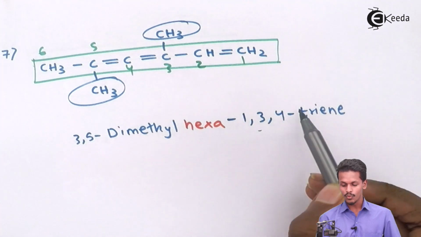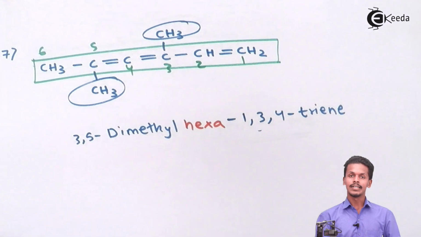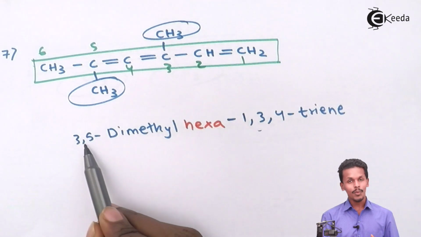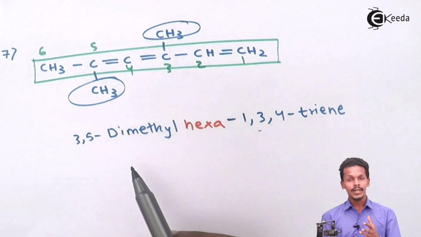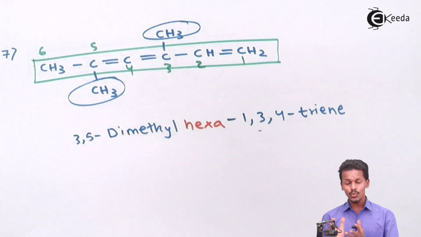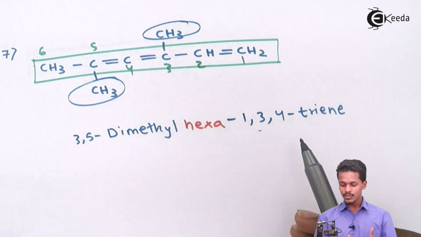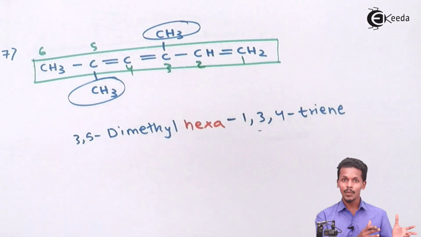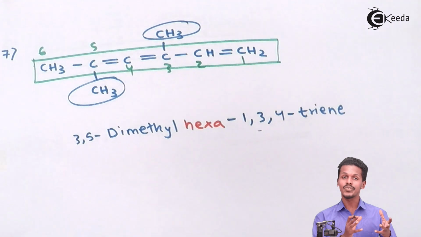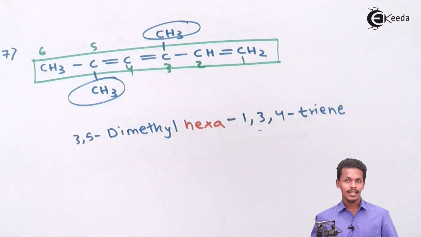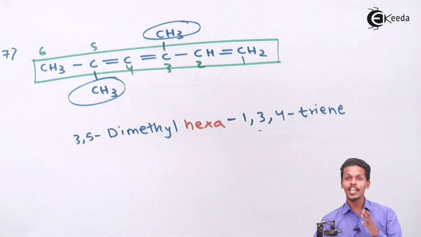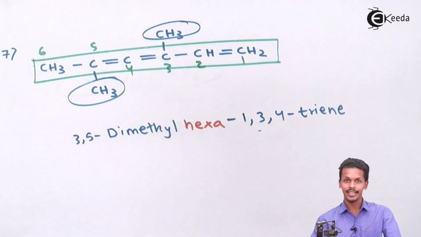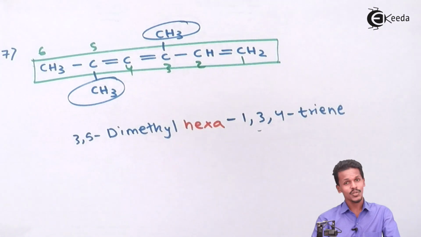And this 1, 3, 4 represents the position of the double bonds, while this 3, 5 represents the position of the methyl groups that are attached. So the two numbers are different. One represents the position of the double bond, while the other represents the position of the substituents, or the atoms or groups that have been attached to the parent chain. So that is what we have to keep in mind, what the number indicates. That is the reason IUPAC plays a very important role when naming a particular alkane or alkene or whatever hydrocarbon it is. So this is an interesting one that we have taken.